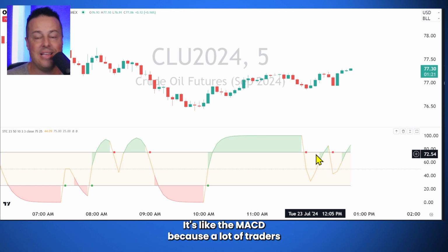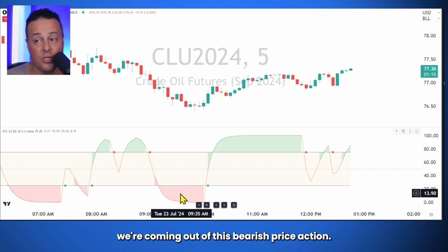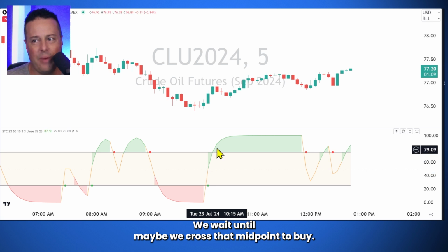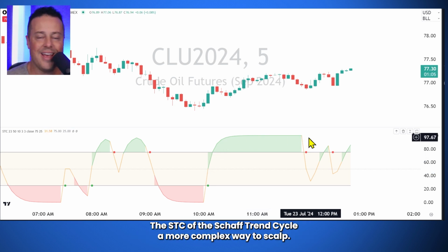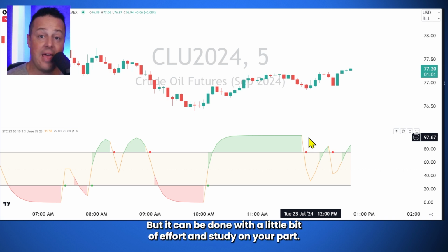It's like the MACD because a lot of traders look for crossovers of the midpoint of our envelope there. So let's say we're coming out of this bearish price action. We're looking for a bullish reversal. We wait until maybe we cross that midpoint to buy, and then we get in on the big trend up. So it's a momentum oscillator, the STC or Schaff Trend Cycle, a more complex way to scalp, but it can be done with a little bit of effort and study on your part.